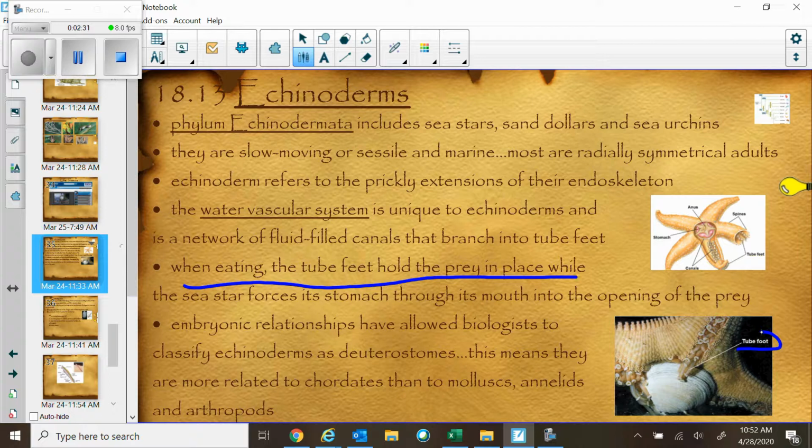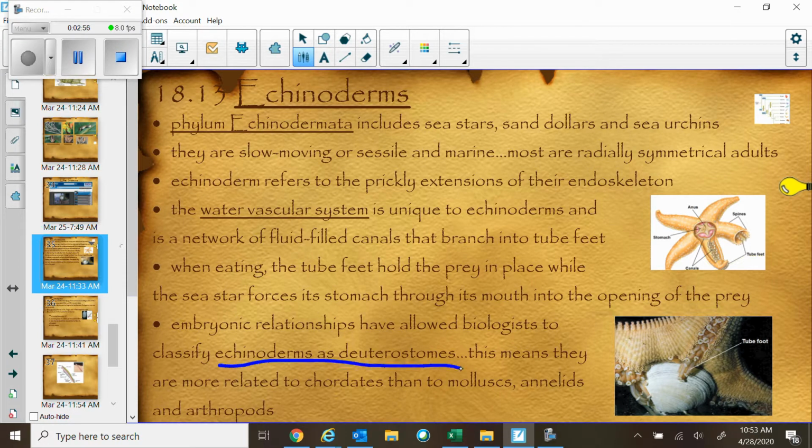So tube feet, and you can see it here, tube foot. So it forces its stomach out. If you've ever seen one of these, we call them shells, like at a boat launch or something, a bivalve, it's actually boring a hole through its opening and then forcing its stomach into the internal viscera, and it's going to digest it that way. So this is where it says echinoderms are deuterostomes. So more related to chordates than they are to the other groups that you might have thought. Okay?